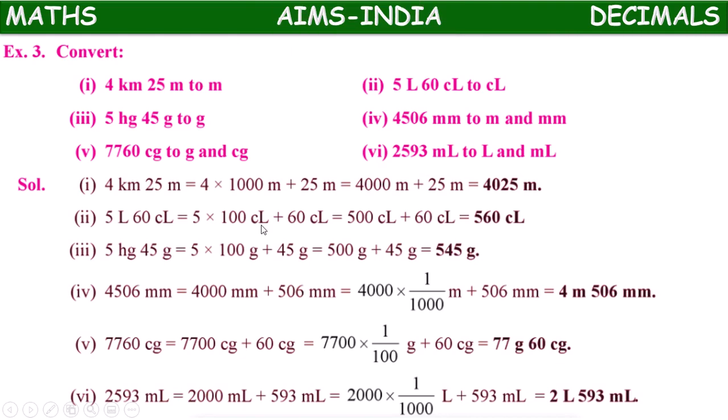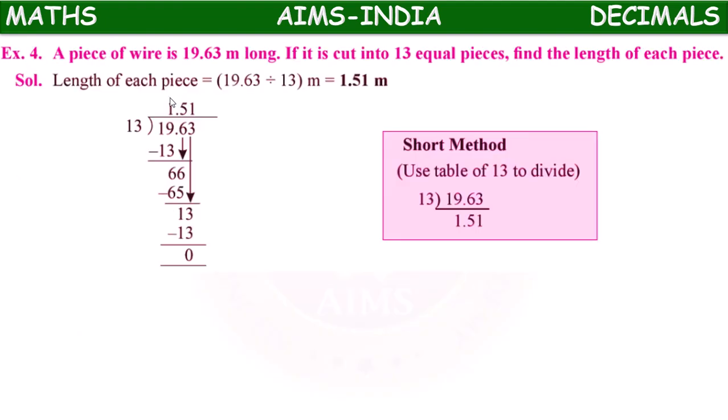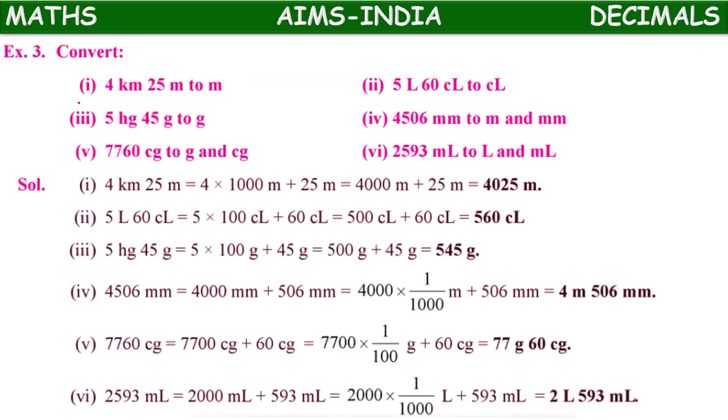Next, one more conversion. 4 kilometer 25 meter. Here they have given one quantity which is a combination of both kilometer and meter. We have to convert it into meter. For these kinds of questions, we have to change the given quantity, which consists of 2 different units, into a single unit.